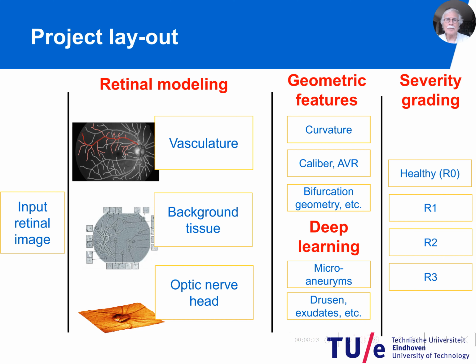So here's the final project layout. To the left, we start with the retinal image. We extract the vasculature, the background, and the optic nerve, and we determine a whole set of geometric features: curvature, diameter, the caliber, bifurcation geometry, etc., microaneurysms. And finally, we have the severity grading into 4 classes.